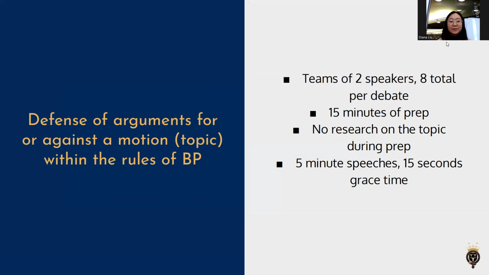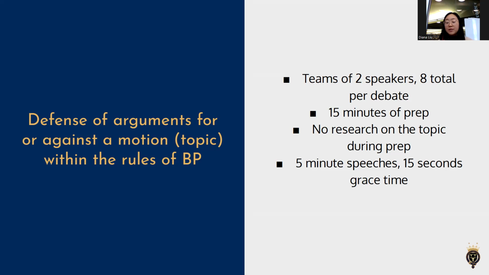In BP, a debate is a defense of arguments for or against a particular topic, which we call a motion, and there are a set of particular rules that you need to follow within British parliamentary debate. For starters, in the format, there are teams of 2 speakers on each team, and there are 4 teams for a total of 8 speakers per debate.